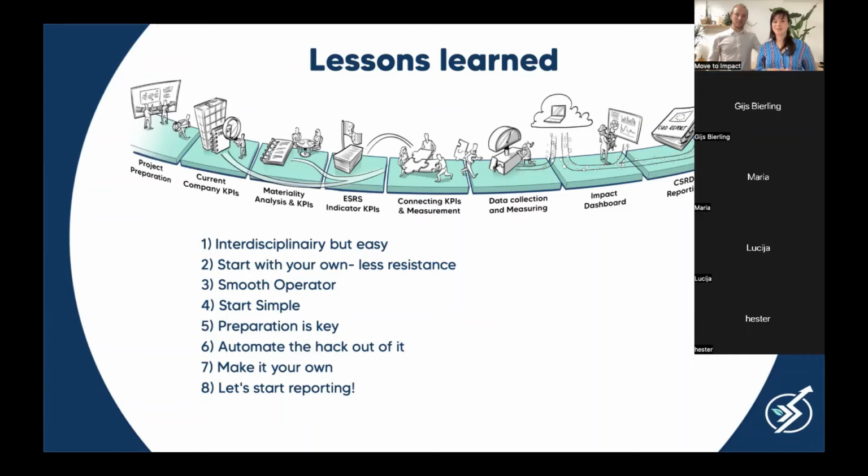Then for data collection and measuring, automate the heck out of it. Because it's really, really hard if you start measuring and putting everything in Excel sheets. It will be a crime in your head and for your whole company when it's only done with Excel sheets. So really try to do automated data collection and put a data warehouse together where all the data is connected and automated for your company. Yeah, and I think it's important to add that it's going to be a yearly report. So you're going to have to do this yearly, so might as well automate it. I think that adds a lot of value.